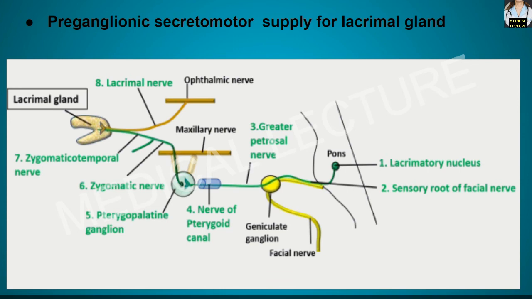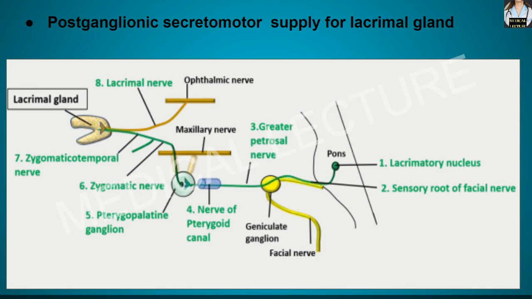Now next is the pre-ganglionic secretomotor supply for the lacrimal gland. Over here, this first passes from the lacrimatory nucleus in the pons, then to the nervus intermedius, then to the geniculate ganglion, and then to the greater petrosal nerve. Then it passes to the nerve of the pterygoid canal, and then finally relays in the pterygopalatine ganglion.